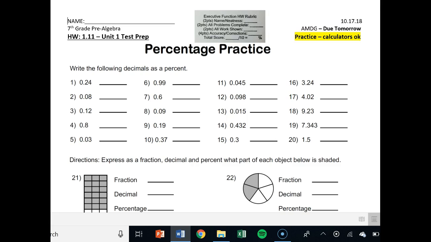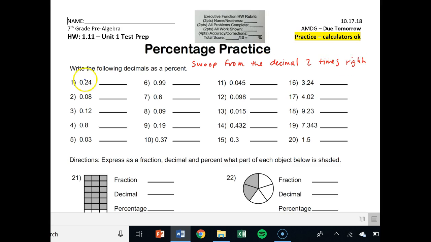So it says write the following decimals as a percent. Remember, this is just simply swoop from the decimal two times, right? Okay. You can always double check this with your calculator.